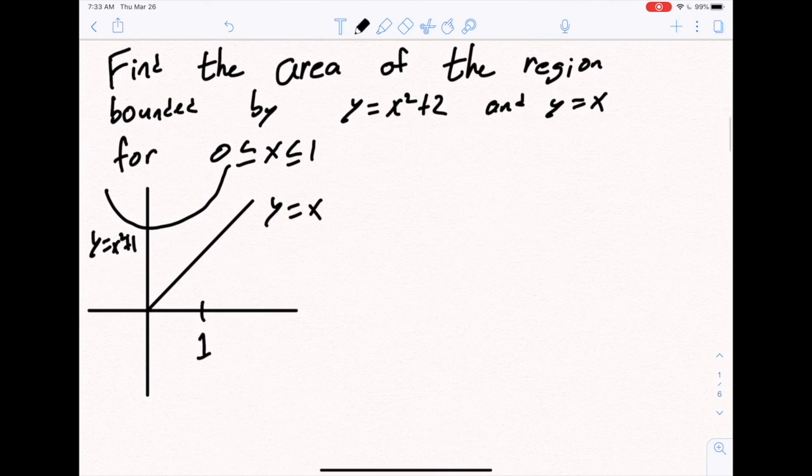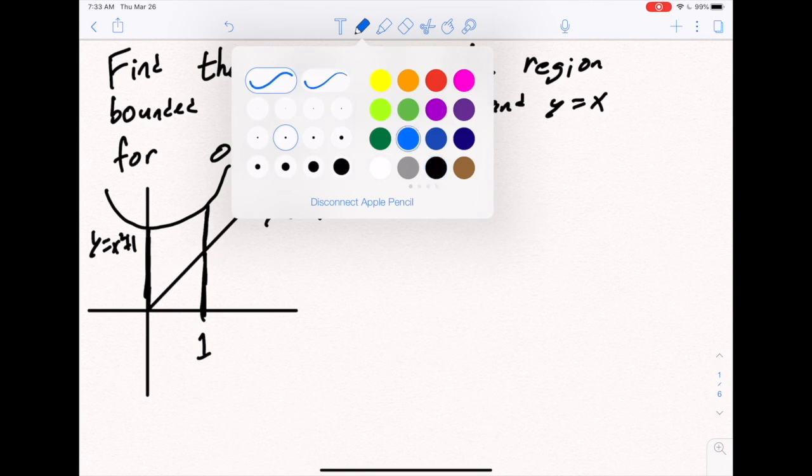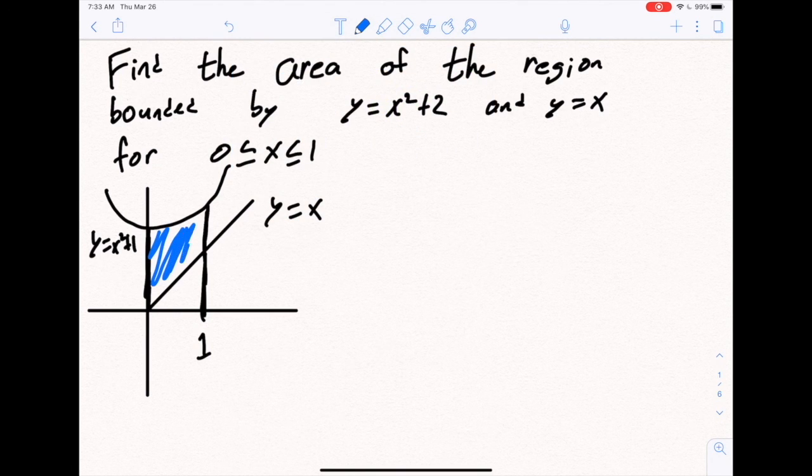All right, we want to find the area of the region bounded by y equals x squared plus 1 and y equals x for 0 less than or equal to x less than or equal to 1. So that means we have left and right bounds of x equals 0, which is right here, and x equals 1, which is right here. And in order to find the area between the two functions, what we're trying to find is this area here.